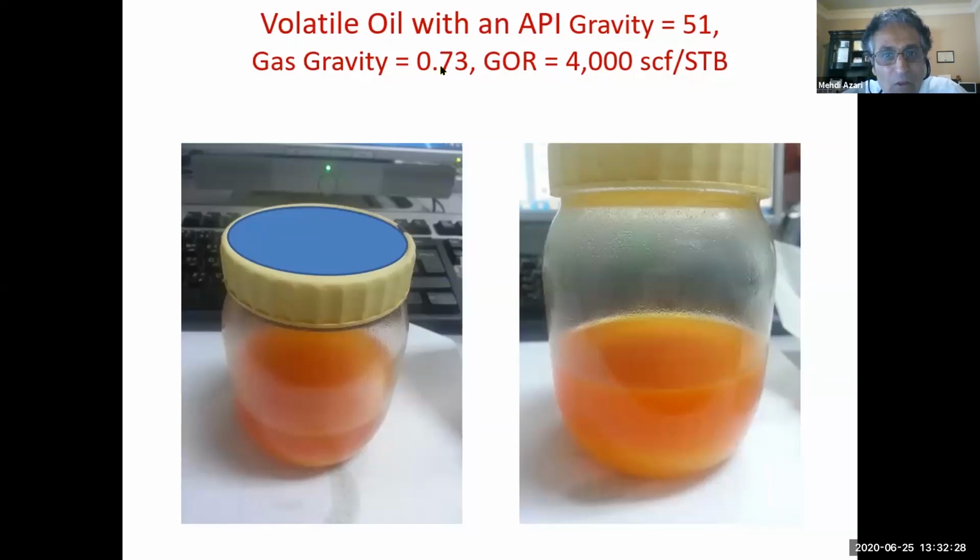The gas gravity was 0.73, the GOR is 4,000. So it's not very high, huh? Compared to this API gravity. I mean, you think it's going to be like 5,000 or 6,000, but then 4,000. Look at the color of the oil, huh? It's like orange.